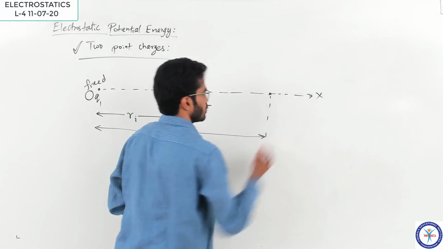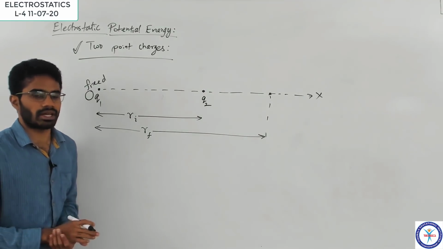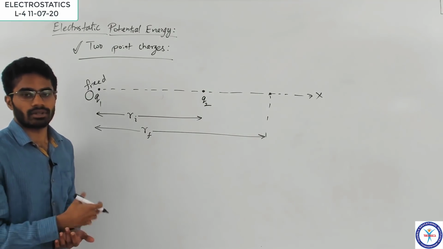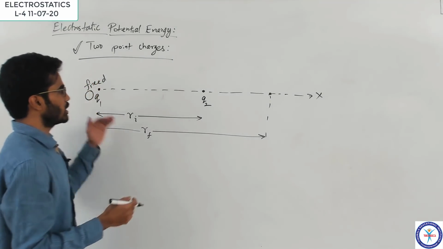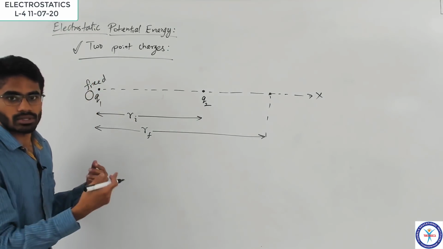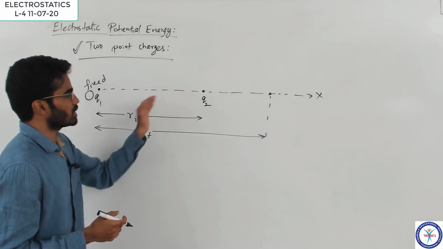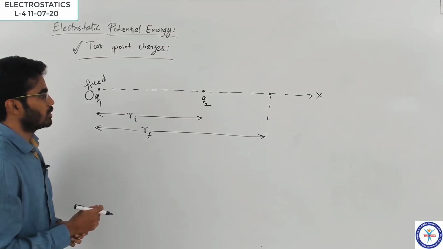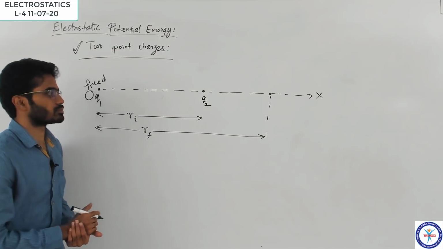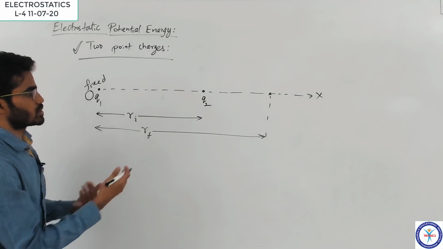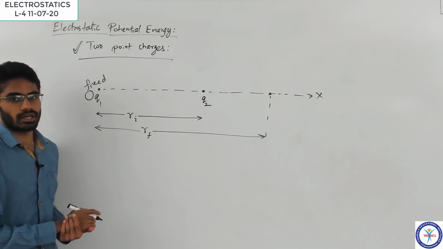So we should fix the system into certain mathematical criteria so that we have proper equations. So I am considering the line joining these two charges to be the x-axis. One of them is at origin. Now the other one is freely moving along the x-axis. The initial distance is Ri, final distance is Rf. Now in this situation, I want to calculate the change in potential energy.